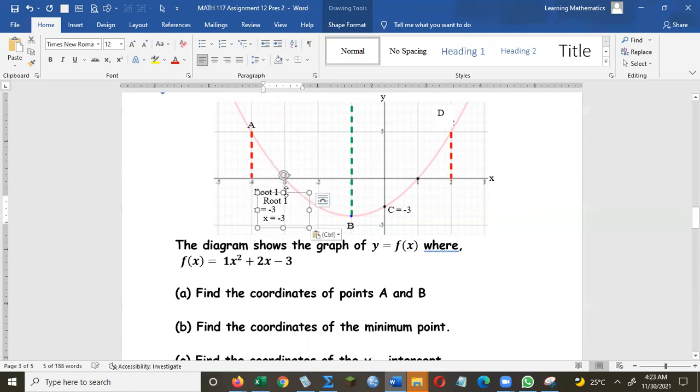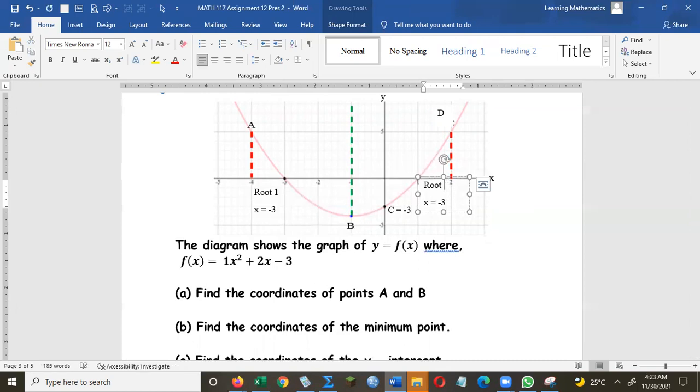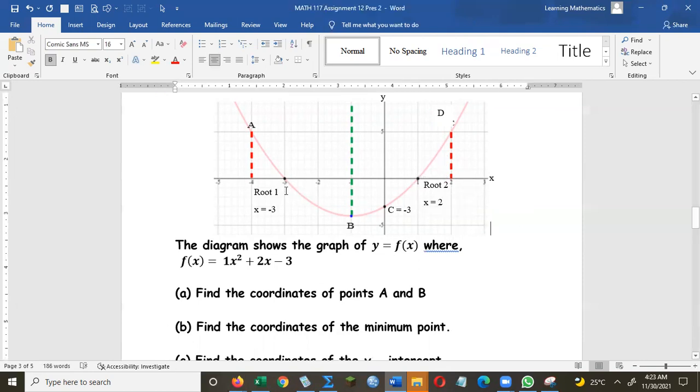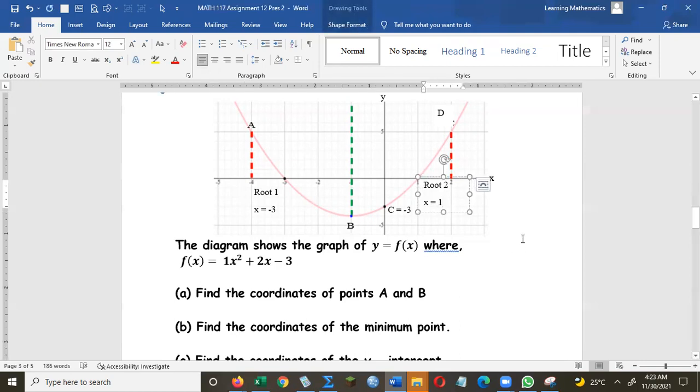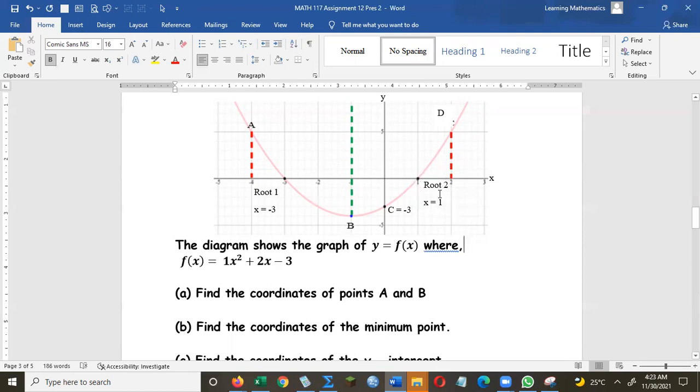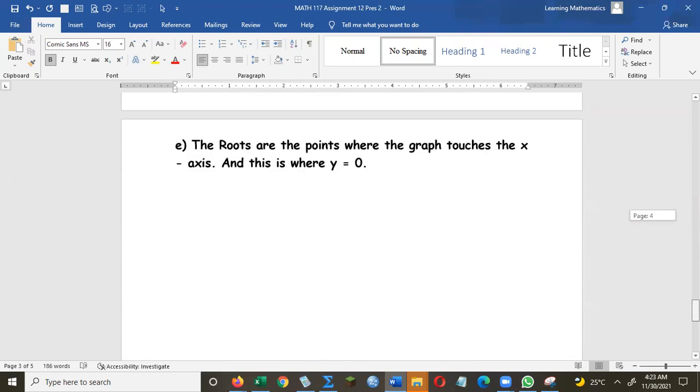And you go to another one right there, let's call that root 2, where x is equal to 1, not 2, 1. There it is, 1. Look right there. So x is equal to -3, x is equal to 1. The y coordinate is 0. So the whole points are -3, 0 and 1, 0.